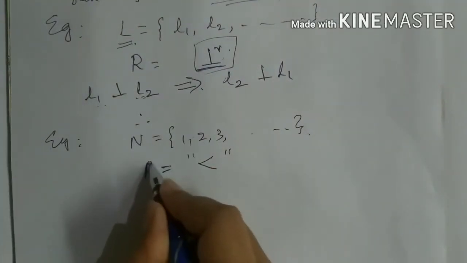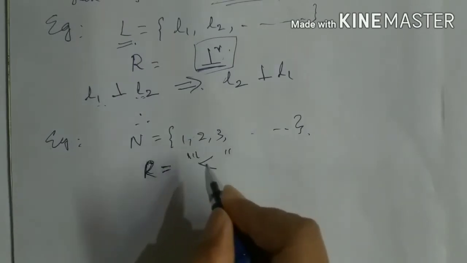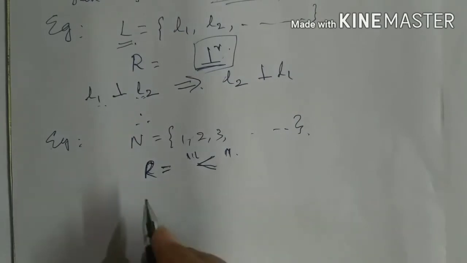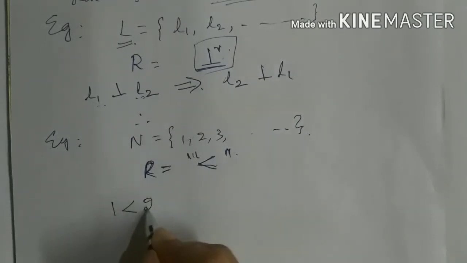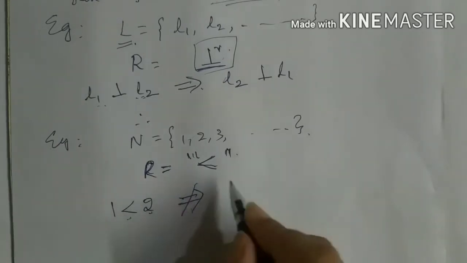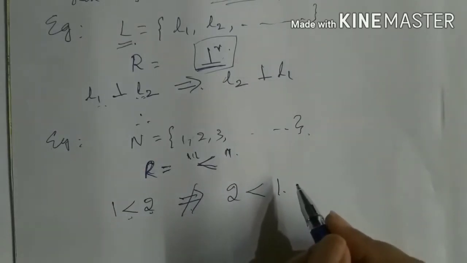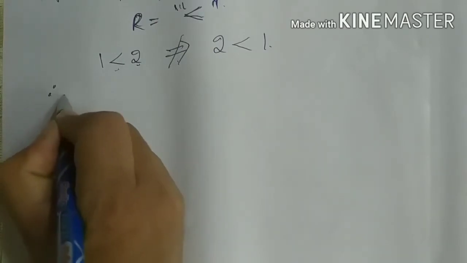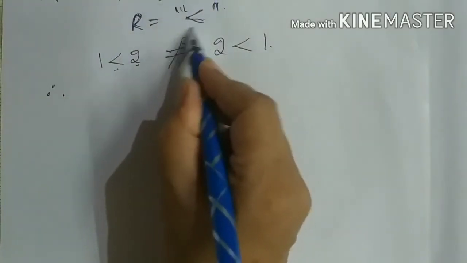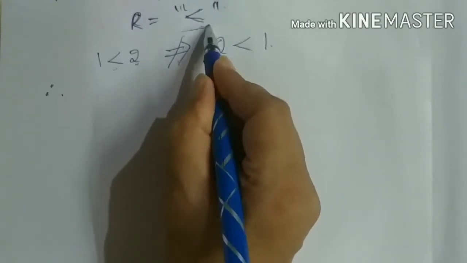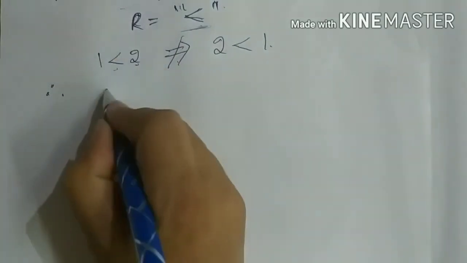Let us consider the relation less than. 1 less than 2 is true. 1 less than 2 is a true relation, but it does not imply 2 less than 1. Therefore, the relation less than is not symmetric on the set of natural numbers.